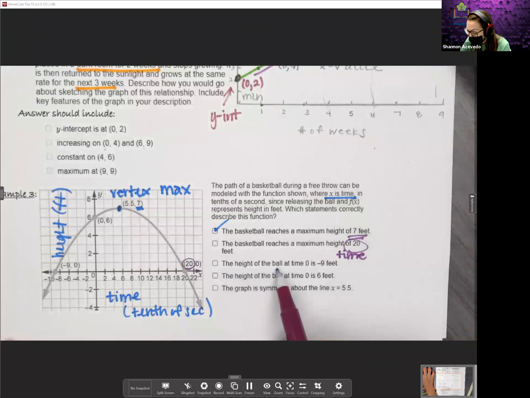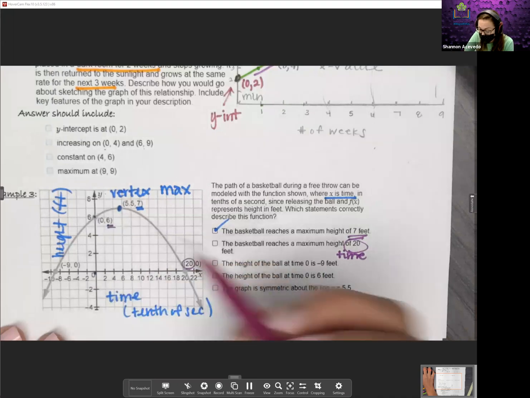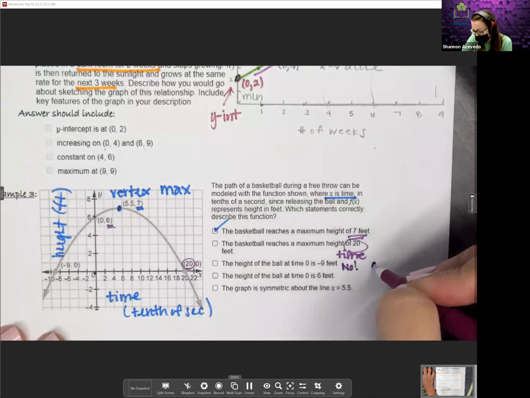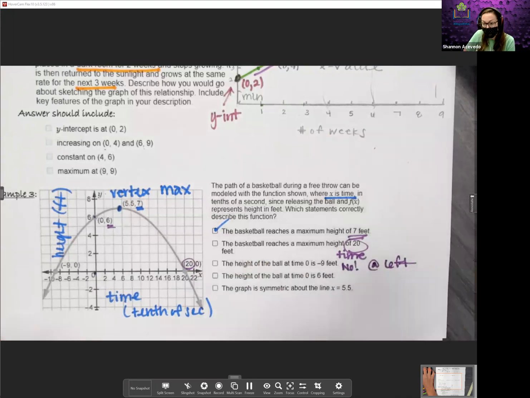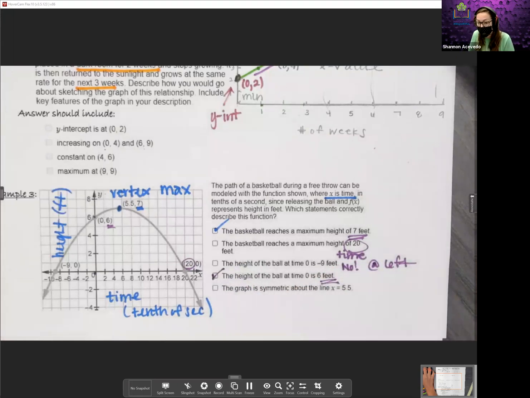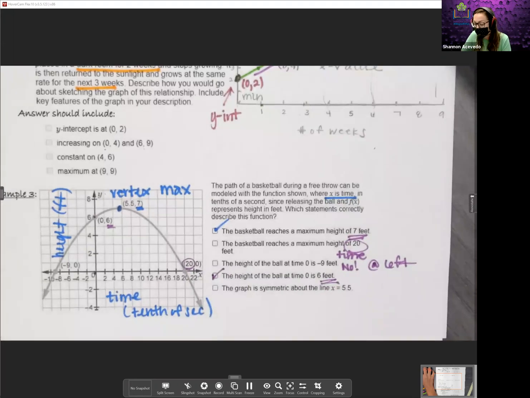The height of the ball at time 0 is 9 feet. We talked about this: at time 0, the height is actually 6 feet. So this is wrong. Then I look at the next one. It says the height of the ball at time 0 is 6 feet. Well, we already found that out right above. So this is true.